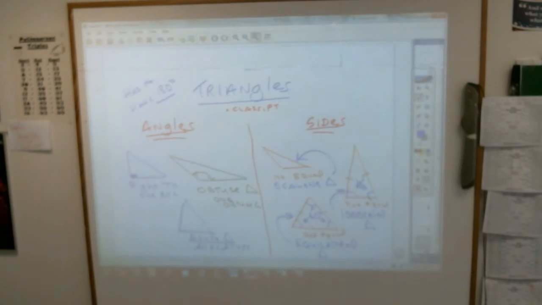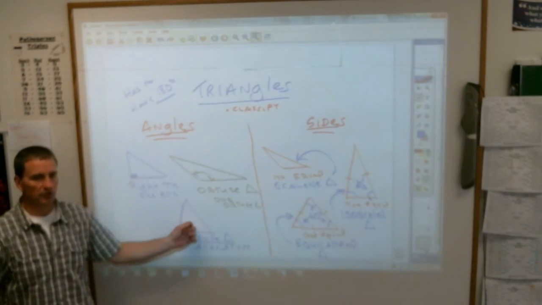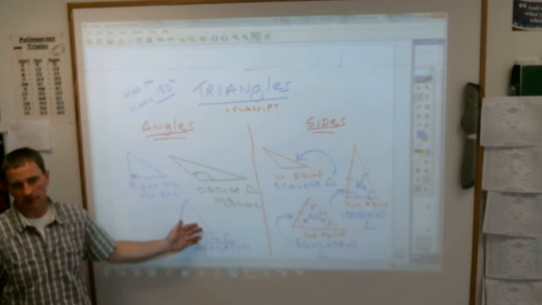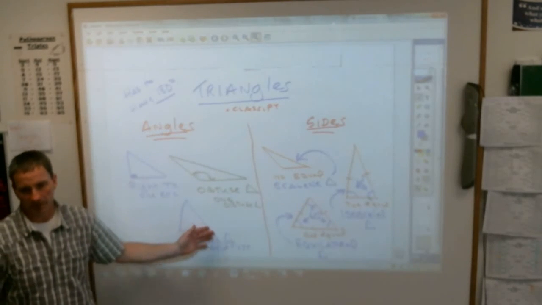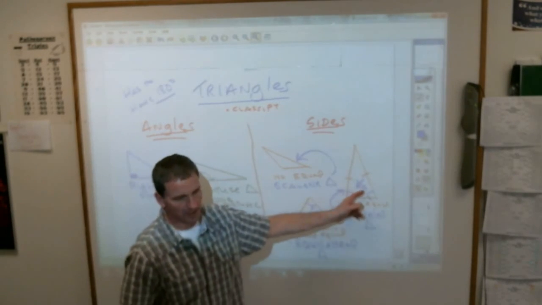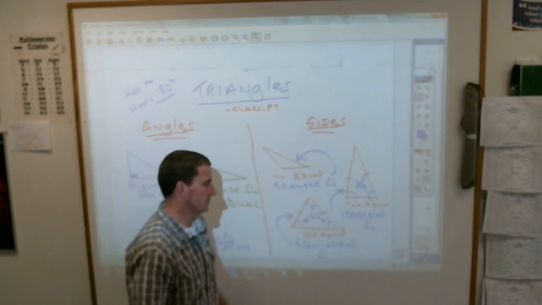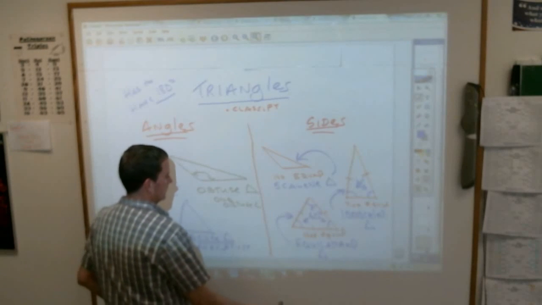Or this one, all acute triangles are equilateral triangles. True or false? Can you draw an acute triangle that is not an equilateral triangle? Maybe a case in point would be this one. Is that not an acute triangle? Is it an equilateral one? So that's false.